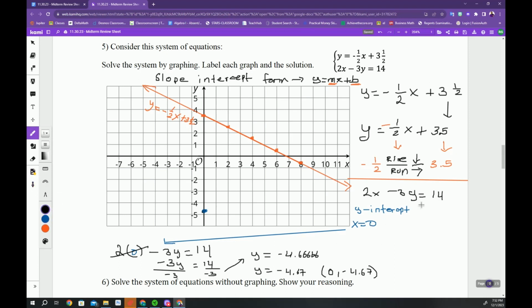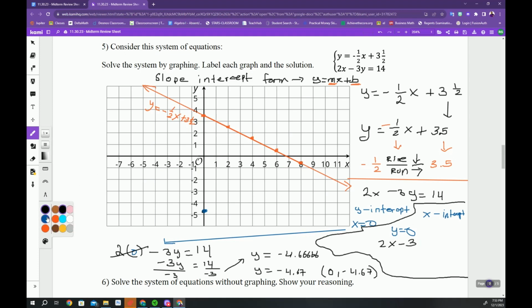Now, we have the y-intercept. We need one more point to graph it, so we need to find the x-intercept. At the x-intercept, y equals 0. So now we're going to plug into the same equation, 2 times x minus 3 times 0, because y is 0, equals 14. This time, negative 3 times 0 cancels out.